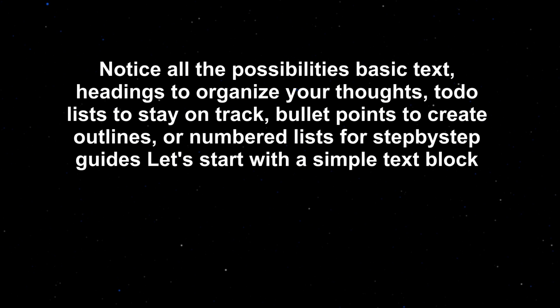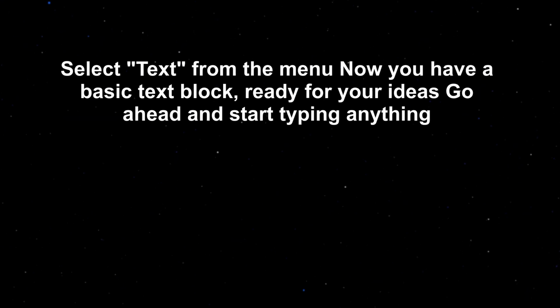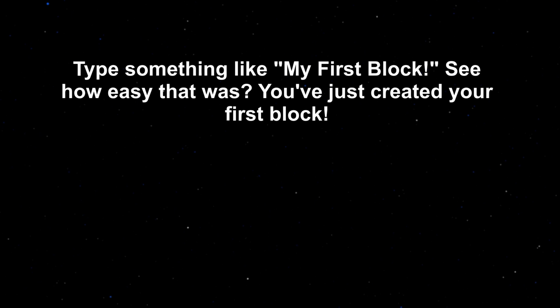Let's start with a simple text block. Select text from the menu. Now you have a basic text block ready for your ideas. Go ahead and start typing anything. Type something like my first block. See how easy that was? You've just created your first block.